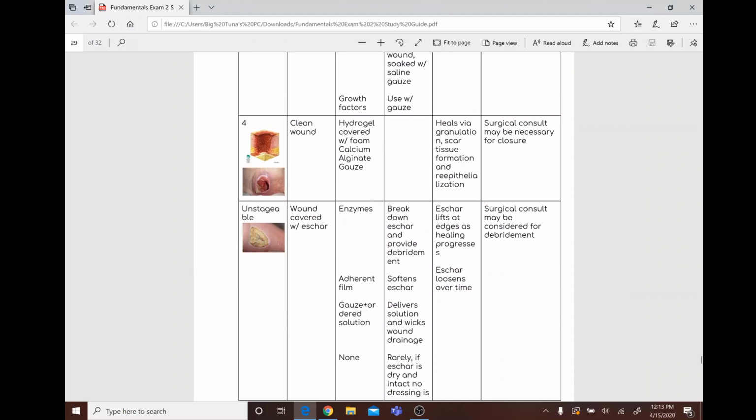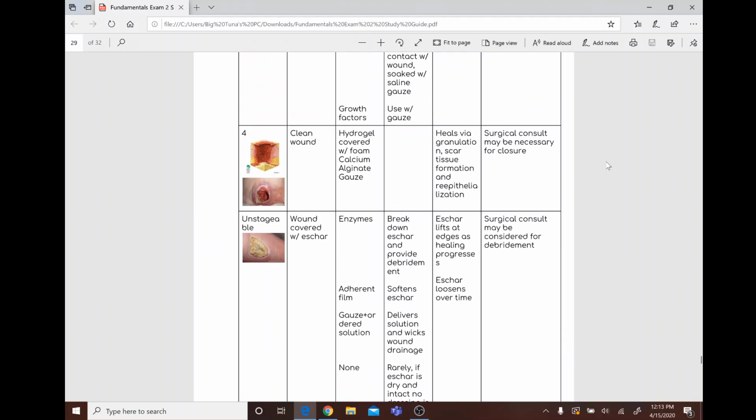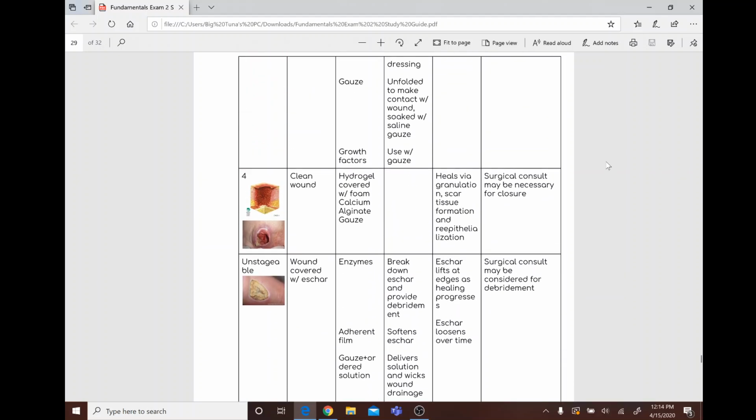All right, what's the status of a stage 4 pressure ulcer? Clean wound. What are the dressings you'd use? Hydrogel covered with foam, calcium alginate, and gauze. All right, so it heals via granulation, scar tissue formation, reepithelialization. You may need a surgical consult.